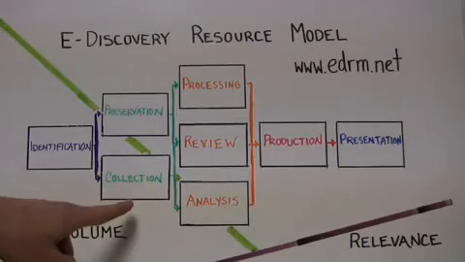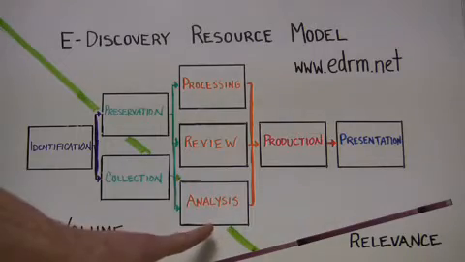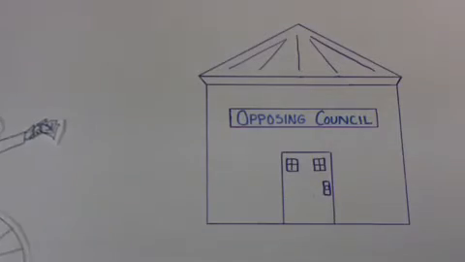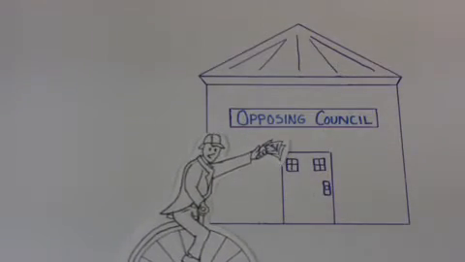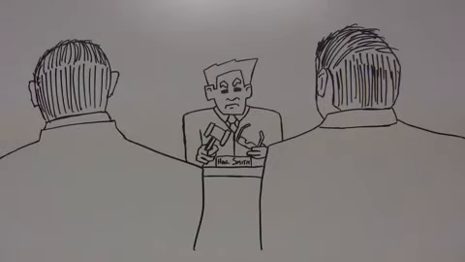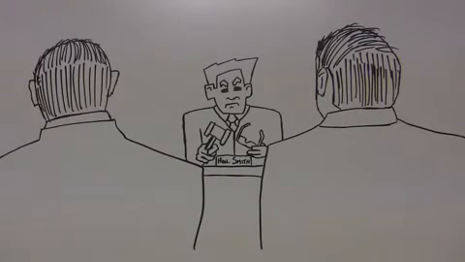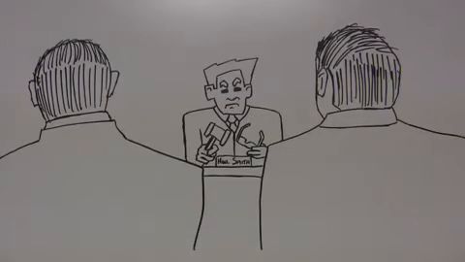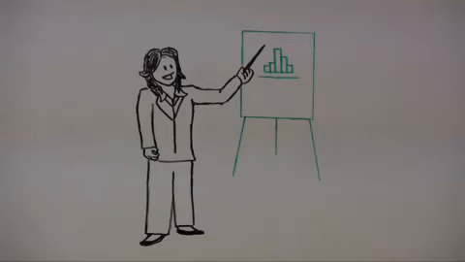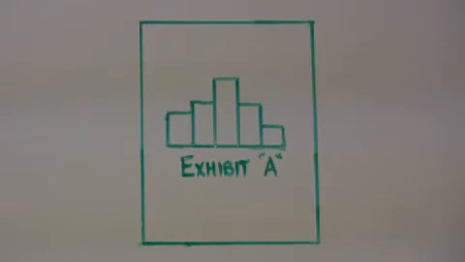Once the information has been collected, reviewed, and analyzed, it's ready for production. At this point, the company delivers the final and most relevant ESI to the opposing counsel. If the case goes to trial, or if information is used during other court proceedings, lawyers may be responsible for presentation. This is where the attorneys display the relevant evidence in a clear and concise format to support their arguments.